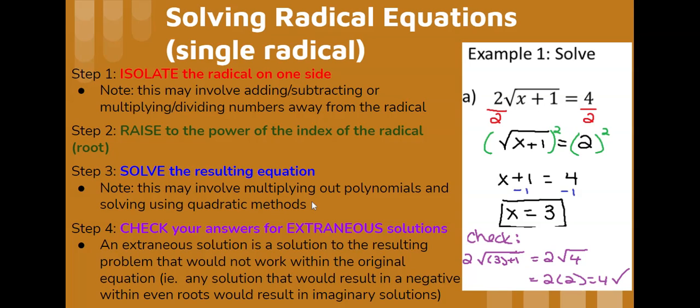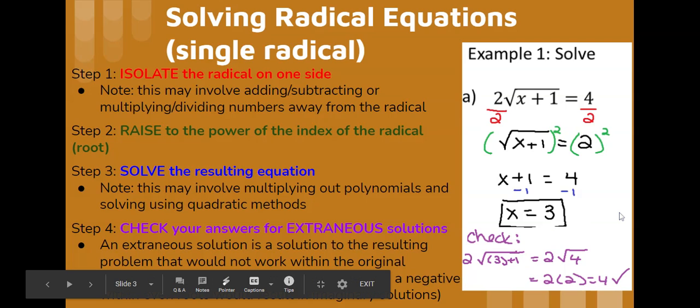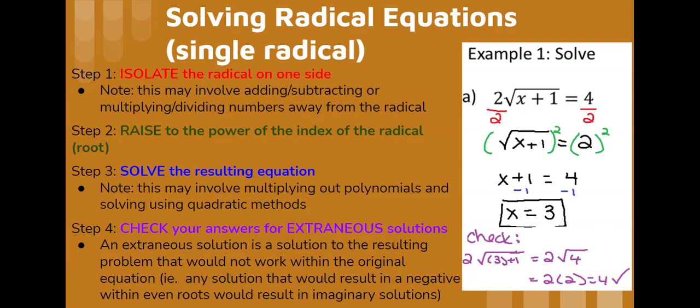Step 3 is then you're solving your resulting equation. So by raising the radical, the square root to the square, it undoes itself, the insides fall out, and then 2 squared is 4. Easy enough for me to solve. Subtract 1, I get x equals 3. Now some of your solvings might have to include a little bit more than just a simple one-step equation. You might have to solve a quadratic as well.